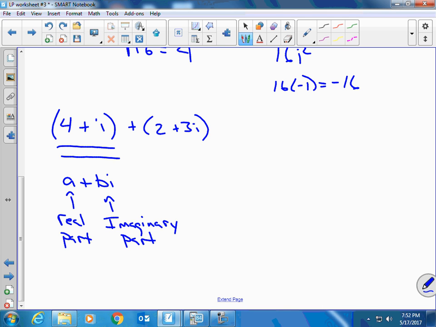Please notice the careful vocabulary that's being used there. I did not say the real number and the imaginary number. It is the real part and the imaginary part of one complex number. This is one number. It is a complex number made up of two parts, a real part and an imaginary part. So if I'm adding one complex number to another complex number, 4 plus i plus 2 plus 3i, I'm simply adding two complex numbers together.